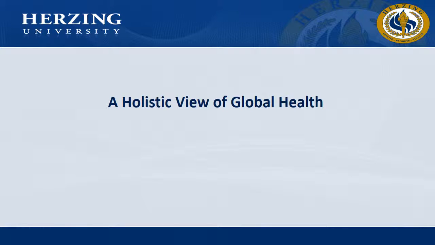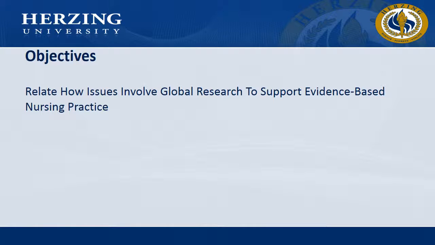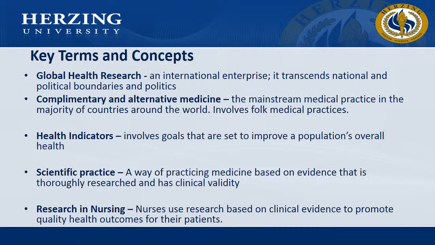This week, we will be focusing on a holistic view of global health. The objective is how to relate issues involving global research and evidence-based nursing practice. The key terms and concepts for this week are global health research, complementary and alternative medicine, health indicators, scientific practice, and research in nursing.